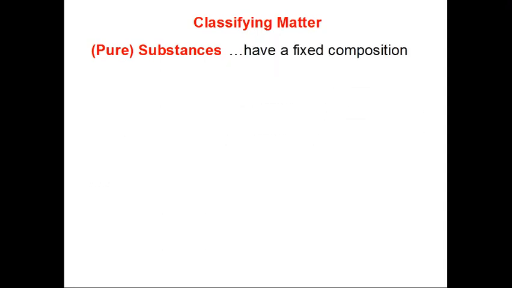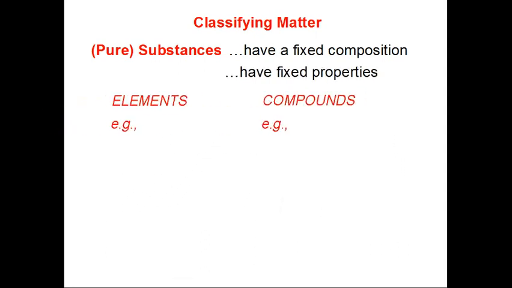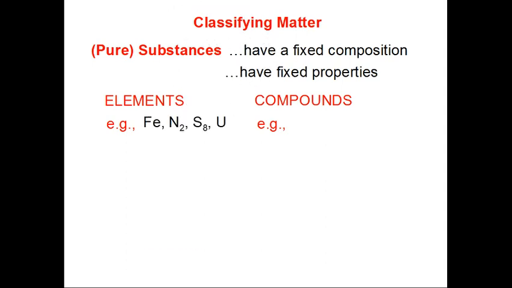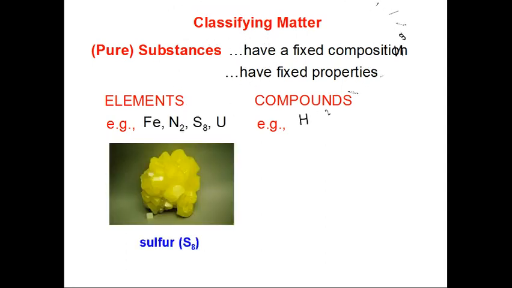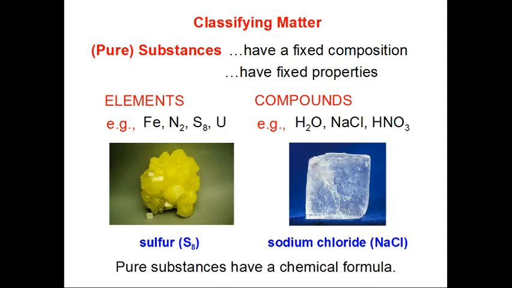We can classify them as pure substances. Your book just calls them substances. They have a fixed composition, their composition can't change, and they have fixed properties. Their properties can't change. There are two types of pure substances: elements and compounds. Elements are all the same thing off the periodic table. Compounds are a combination of more than one thing off the periodic table. They're chemically combined, and they're always going to be the same.